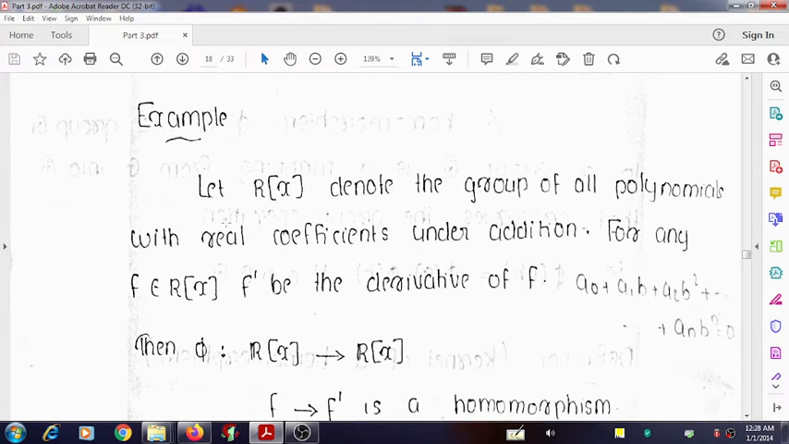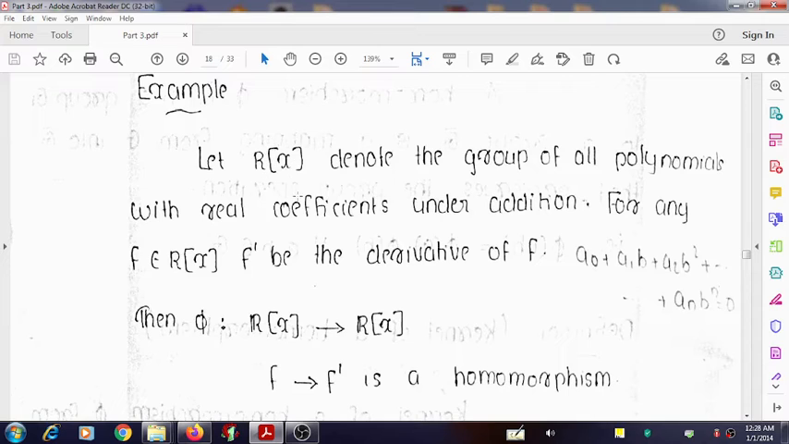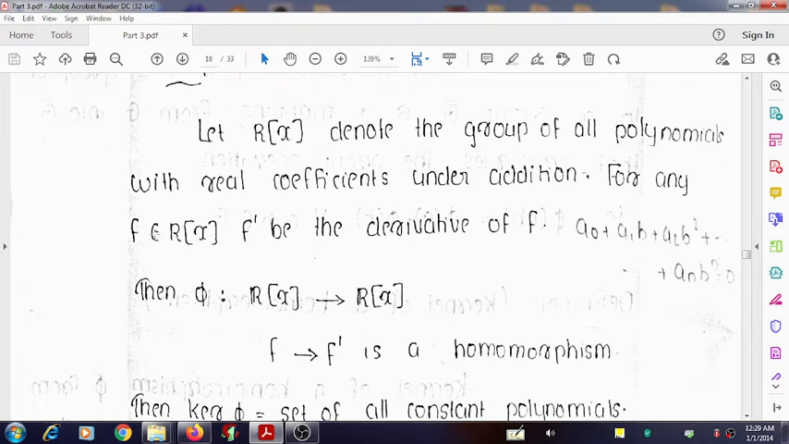Another example, here we consider R of x. R of x denotes the group of all polynomials with real coefficients. In the polynomial we are restricted to use real coefficients, not any other numbers such as complex numbers. Only the real coefficients are used, and here the operation is addition, done term wise. Then for any polynomial f in Rx, we take f dash. What is f dash? f dash is the derivative of f.